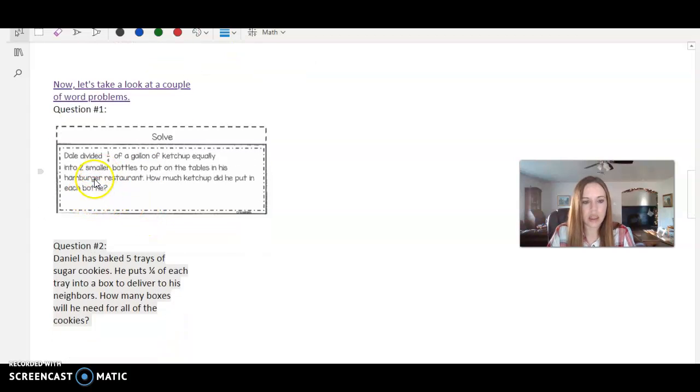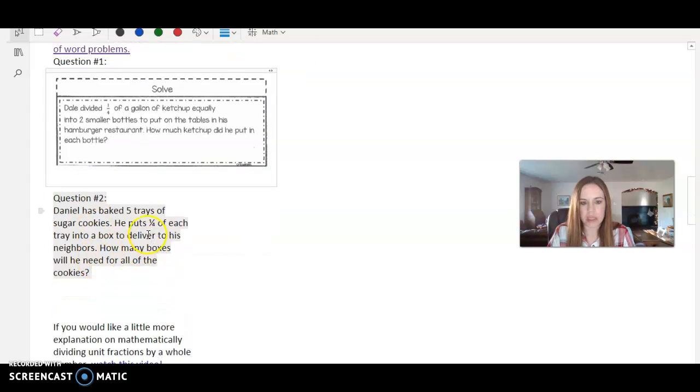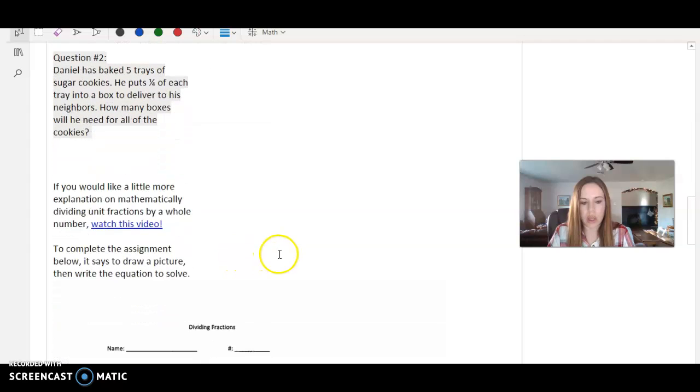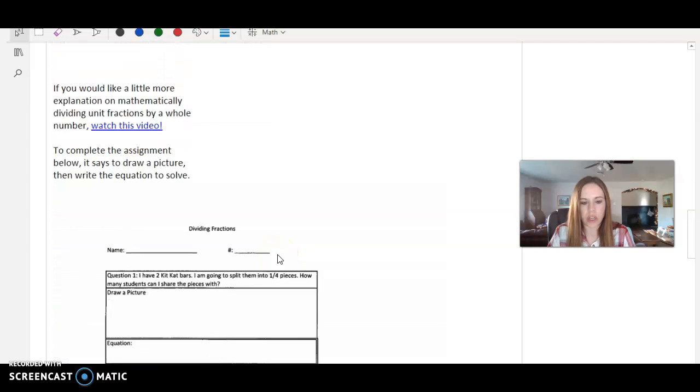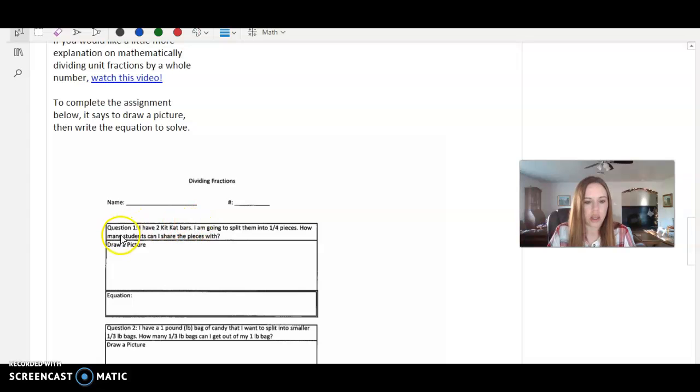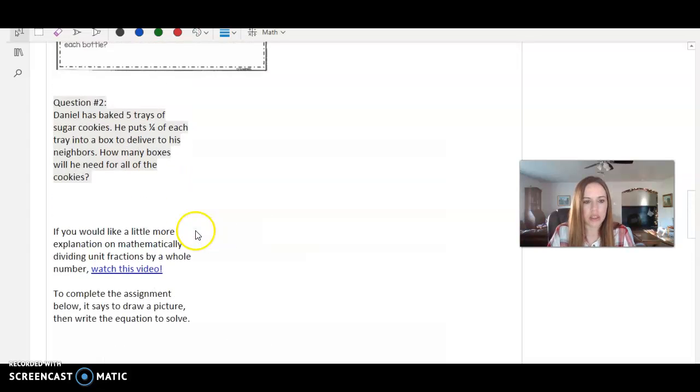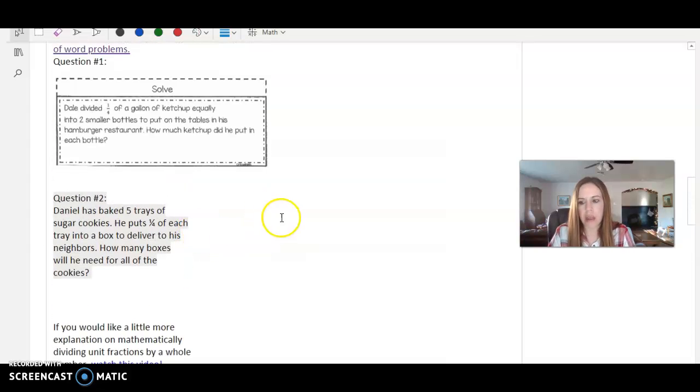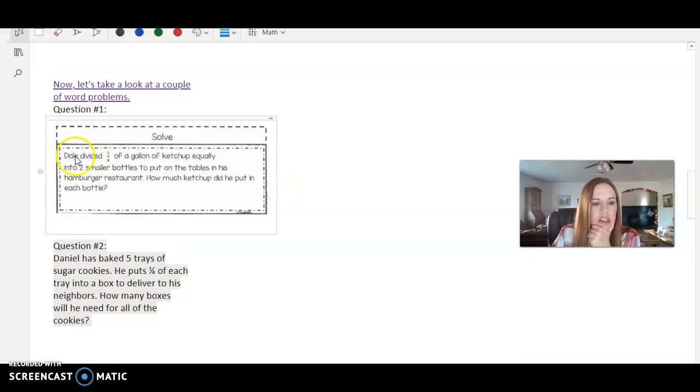Okay, let's take a look at these two word problems, and we are going to do what I want you to do for your homework. So we're not only going to solve them mathematically, we're going to model them. We're going to draw a picture. So let's take a look at question number one.